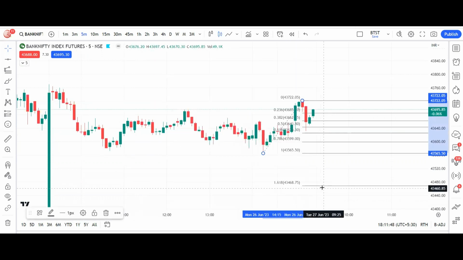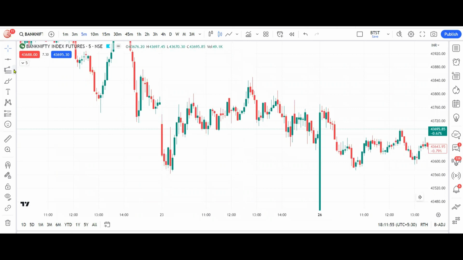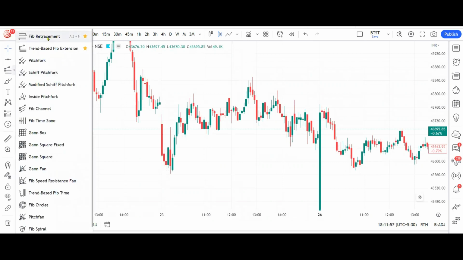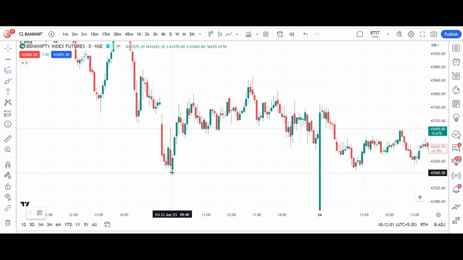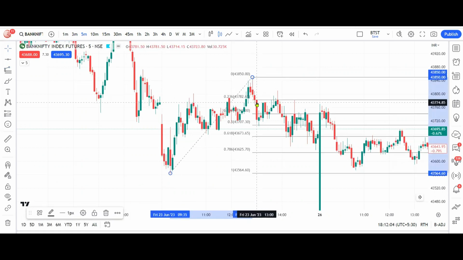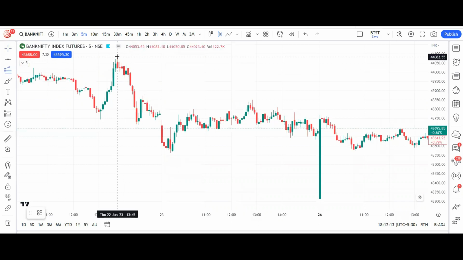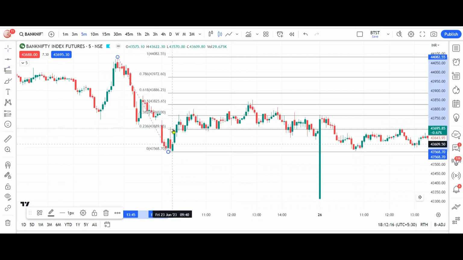So rather than getting confused how to use Fibonacci retracements, this is very simple. Don't use Fibonacci retracement. Use the trend-based Fibonacci retracement. Take a low, take a high. Now you know what is the 23% if it has to fall. If it has to rise, then you take a falling swing. So this is a falling swing. It fell, took support, 23%, I took mine.